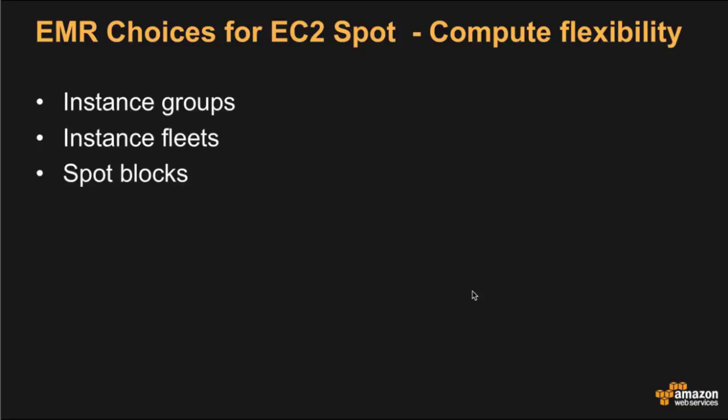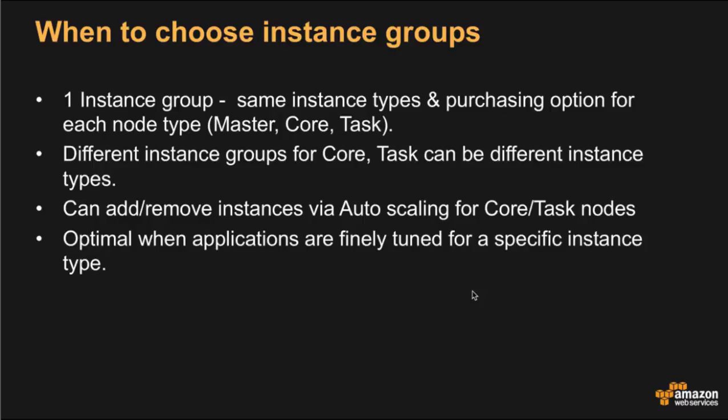So when you're talking about the EC2 Spot choices, we have three main ways you could request your Spot instances with EMR. The first thing is called instance groups. The second one is instance fleet, like you can tell it's a fleet of instances. And the third one is Spot blocks. We are going to see what each of these entails and when to choose a given type, what makes most sense. So when you're looking at your instance groups, the first choice.